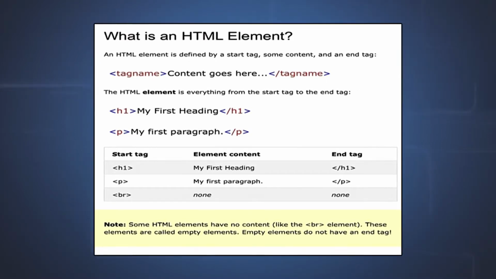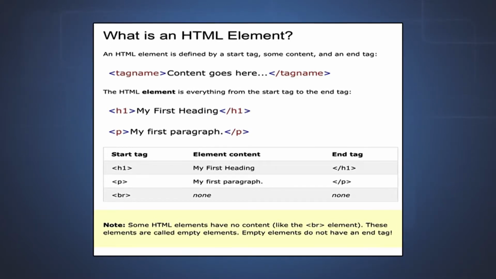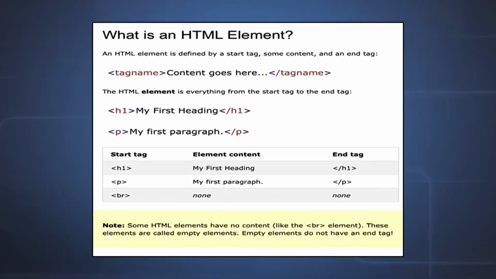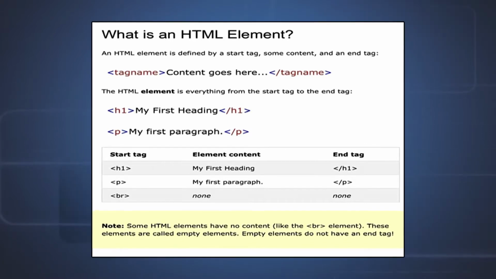So, we have tags which have both a starting and an ending tag, and some examples are the HTML tag H1, which is heading 1, which is at the top level among the headings and largest among the headings. Then we have the P tag, which is a paragraph tag.